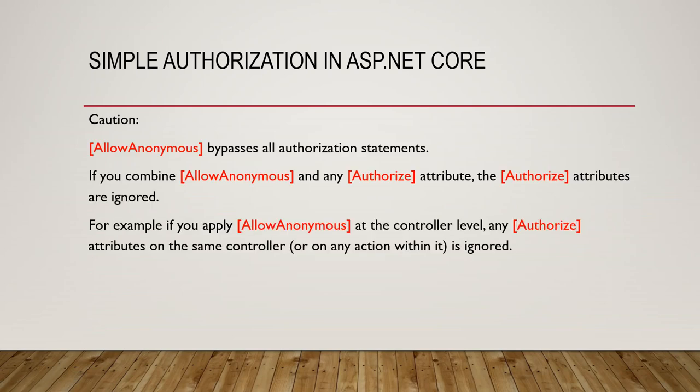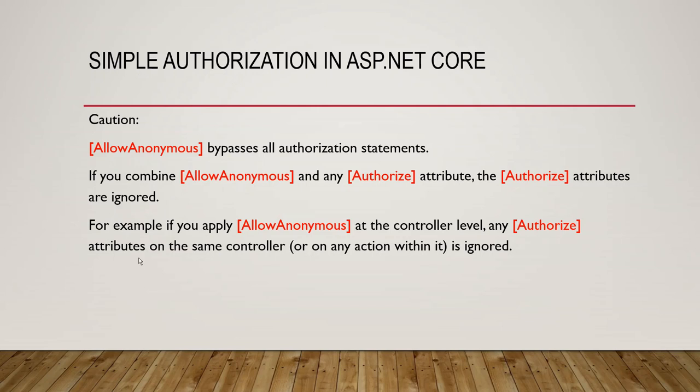Now if you combine allow anonymous and any authorize attribute, the authorize attributes are ignored. For example, if you apply allow anonymous at the controller level and any authorize attributes on the same controller or any action within it, it is ignored. So allow anonymous bypasses all authorization statements.